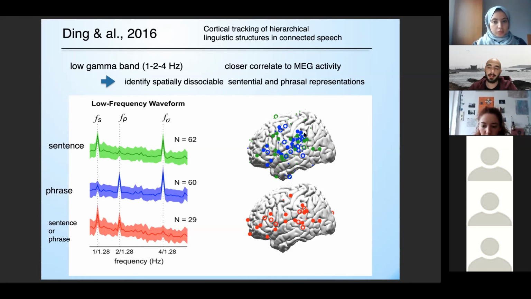But yeah, so again, all the green electrodes only respond to sentences, all the blue electrodes only respond to phrases, and all the red electrodes respond to both, okay? So certain electrodes only respond to one of these two linguistic structures. And some of them respond to both.